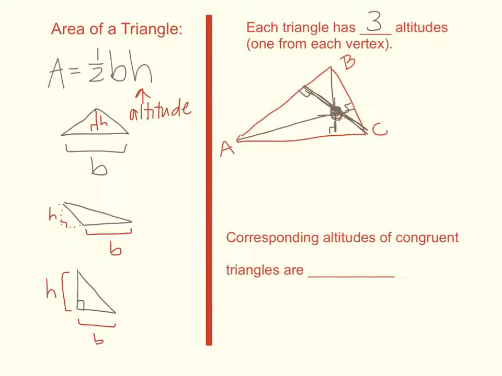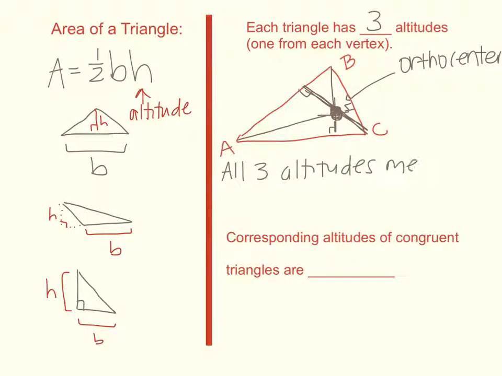This spot right here, where all 3 of the altitudes come together, is called the orthocenter. Okay, it's called the orthocenter. All 3 altitudes meet at the orthocenter.